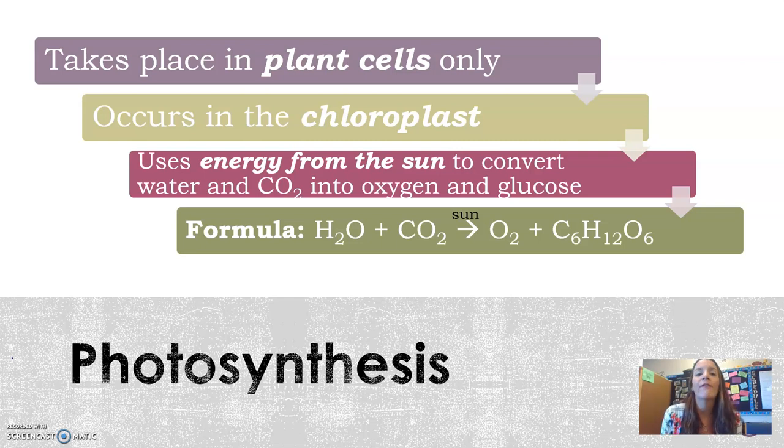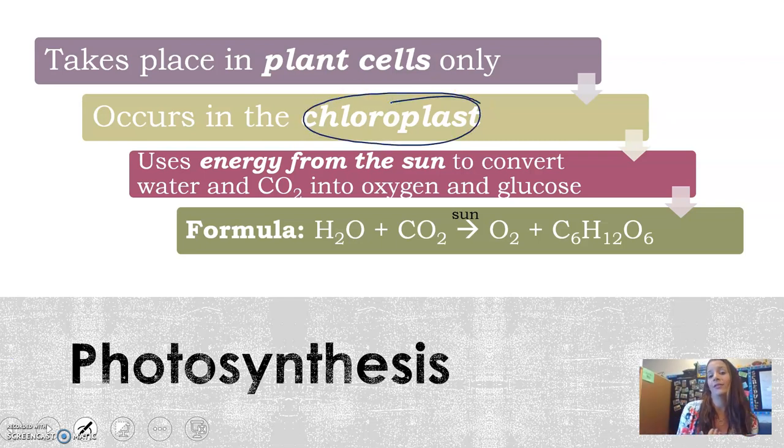So first of all, looking at photosynthesis. Photosynthesis takes place in plant cells only, in an organelle known as the chloroplast. This process uses energy from the sun to convert water and CO2 into oxygen and glucose. Let's take a look at our formula. We have water, carbon dioxide, the sun powers it, and you get oxygen and glucose. If you don't already have this formula memorized, C6H12O6, you definitely need to understand that that means glucose.